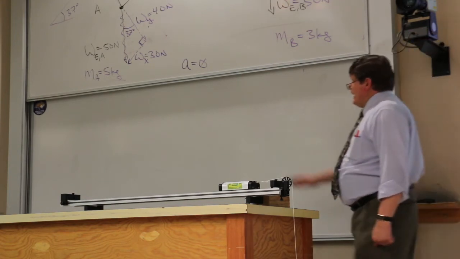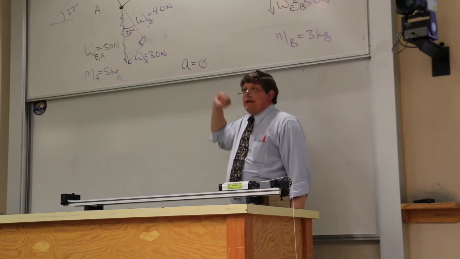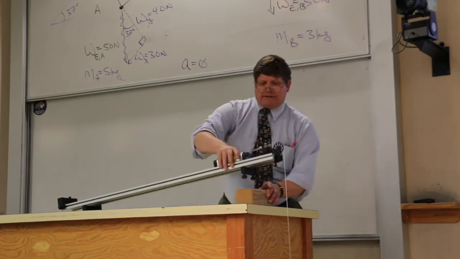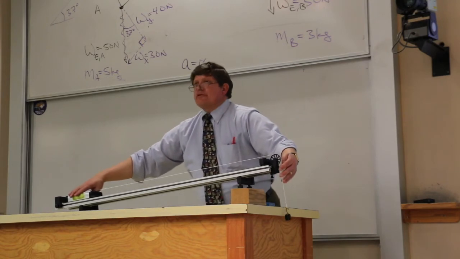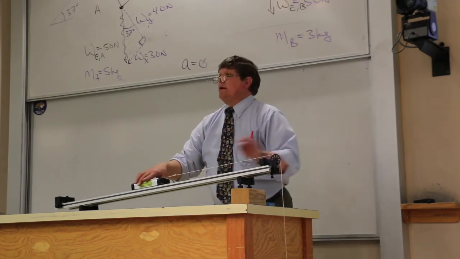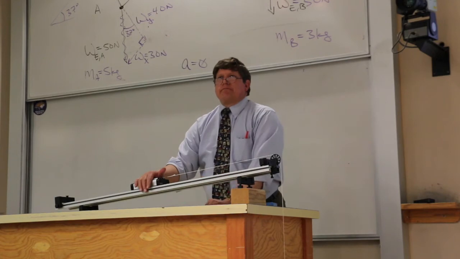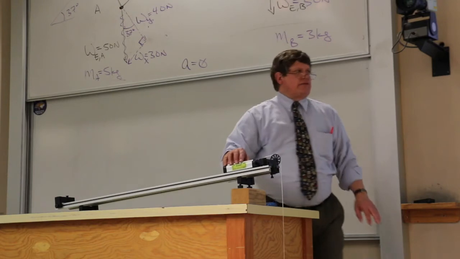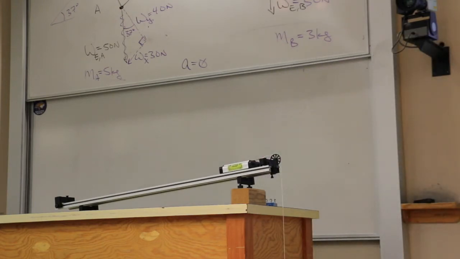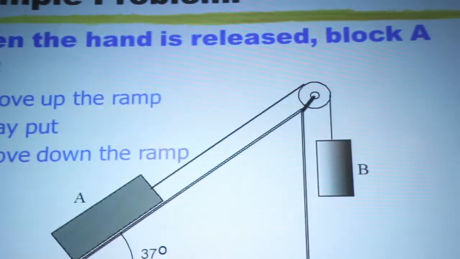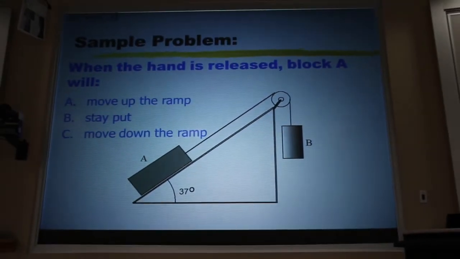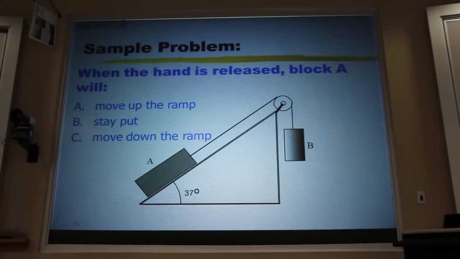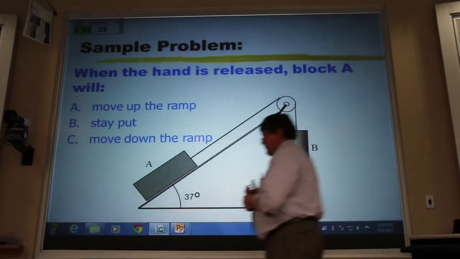Now, in this problem, the part we didn't get to was, as this thing is going up at constant speed, a hand stops it and then lets go. And the question is, what is going to happen to the block A? After the hand lets go, will the block move up the ramp? Will it stay put? Or will it move down the ramp? With your clicker, tell me what you think will happen.